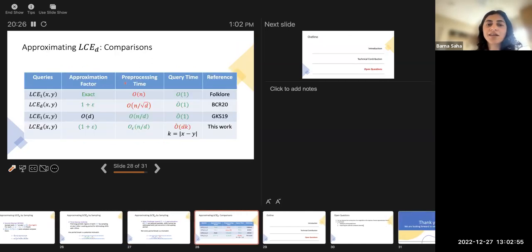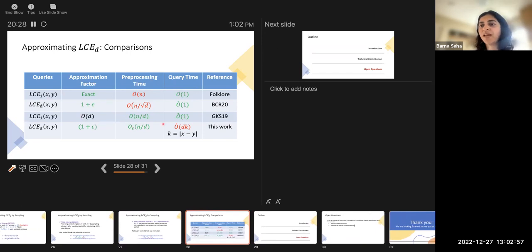So overall, this is the comparison that we get. The fourth row is our work. We get a 1 plus epsilon approximation factor. We are returning LCD queries with 1 plus epsilon approximation factor. The pre-processing time is n over d, so we do get a 1 over d sampling rate. We have a query time of order of tk. This is basically because you have to spend some more time for every period break in order to explore the local regions there to find mismatches.